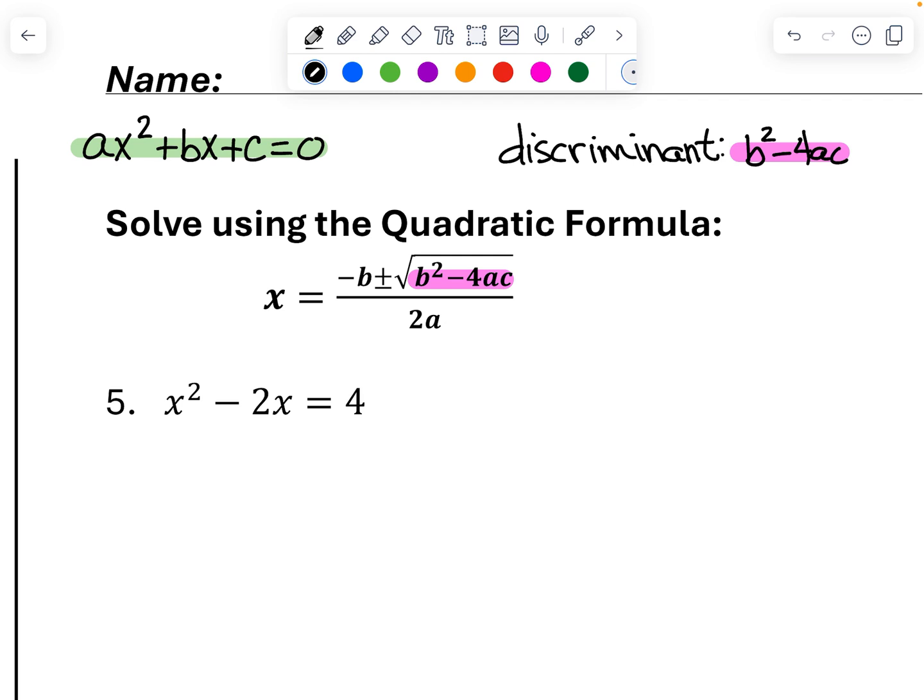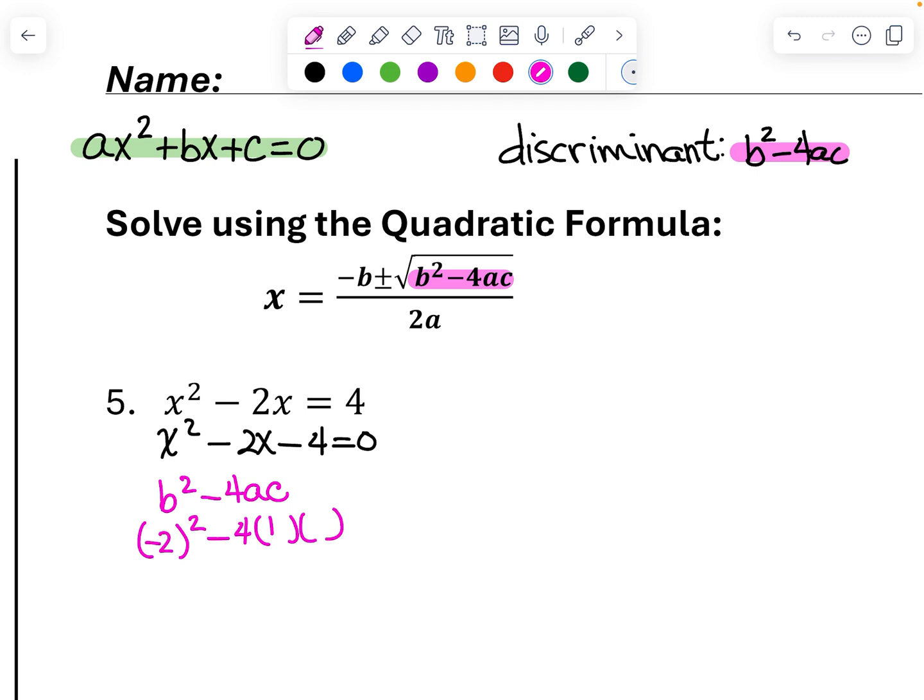So, keeping that in mind, I am going to rewrite this problem. x squared minus 2x minus 4 equals 0. I am then going to use the formula for the discriminant, b squared minus 4ac. And when I do that, b has a value of -2, a has a value of 1, and c has a value of -4. So that is 4 plus 16, so that is the number 20.